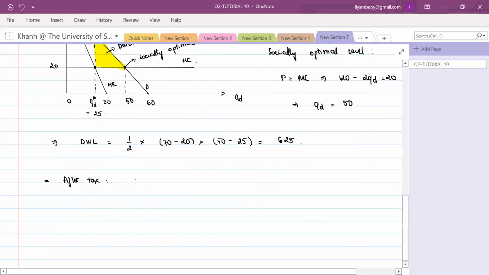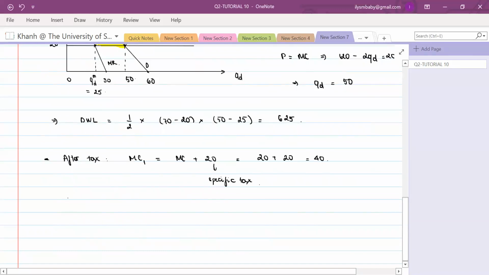So after tax, the new marginal cost, I'll say marginal cost 1, is going to be equal to the original marginal cost plus the $20 of specific tax. So before, marginal cost is 20 plus 20, so that equals 40.